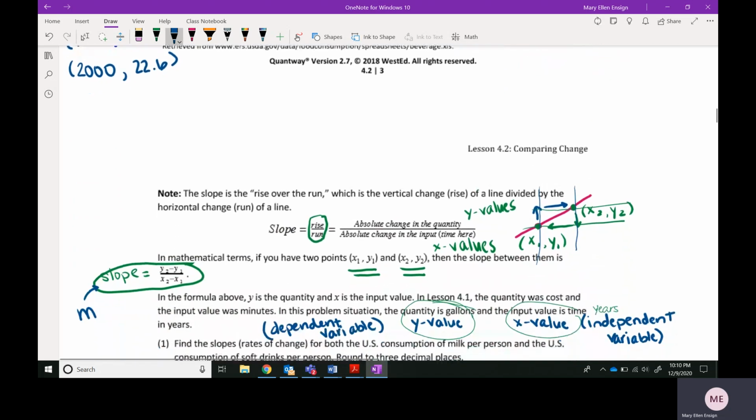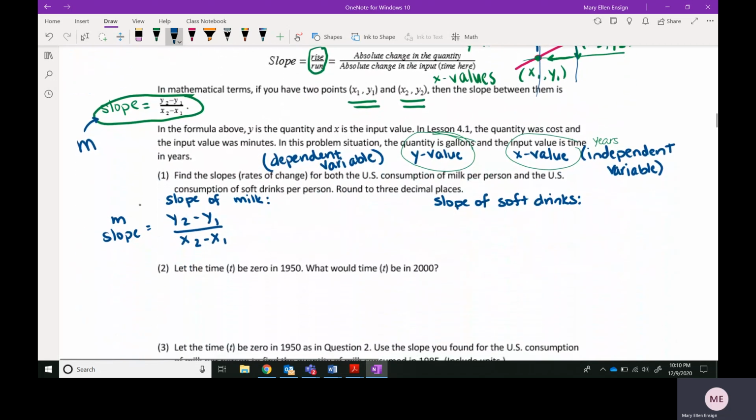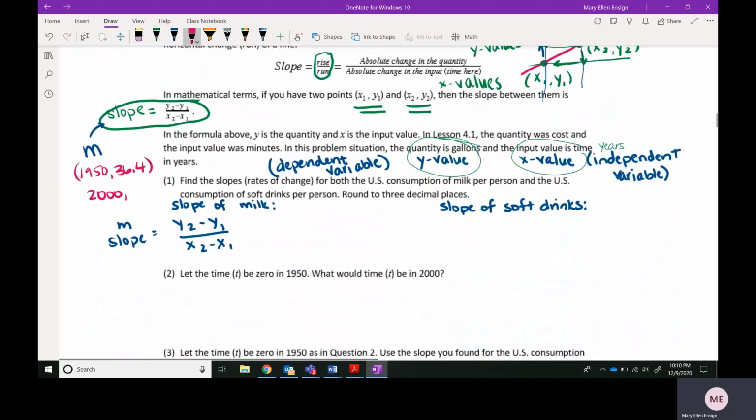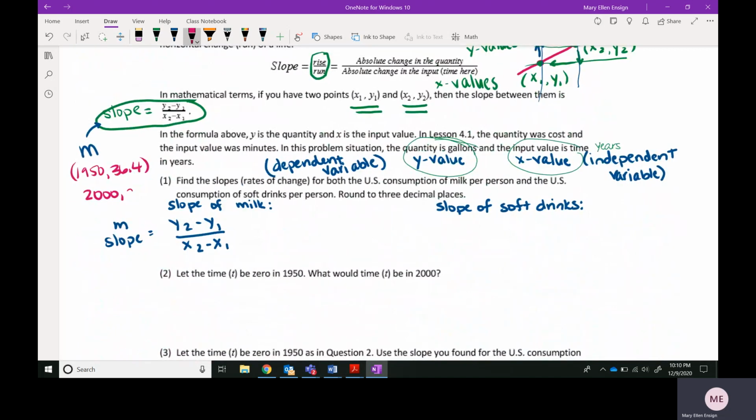So 1950 is 36.4. I'll write this over here. Let's see, we'll write it in red so we can see it. So 1950 is 36.4, and 2000 was 22.6.